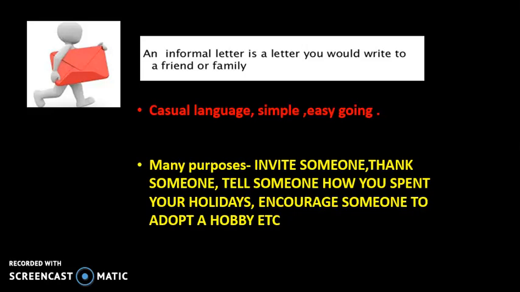Now, the purposes of an informal letter, okay, there are so many purposes, it could vary, and I've just given you some over here. It could be to invite someone, it could be to thank someone, it could be to tell someone how you spent your holidays, it could be to encourage someone to adopt a hobby, okay? So the reasons vary. And if you remember, I discussed this even in your last class, so I'm not going to go too much into detail, okay?